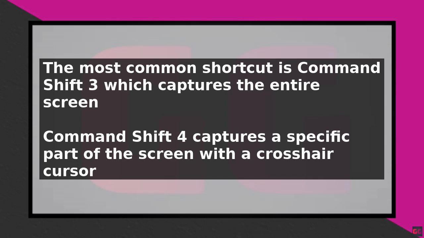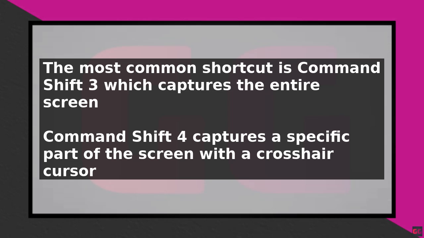To use Command-Shift-3, simply press the Command and Shift keys at the same time, and then press the 3 key. You will hear a camera shutter sound, and the screenshot will be saved to your desktop as a PNG file. The file name will include the date and time the screenshot was taken.